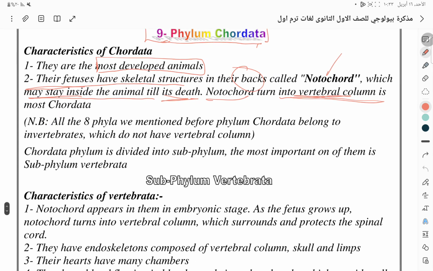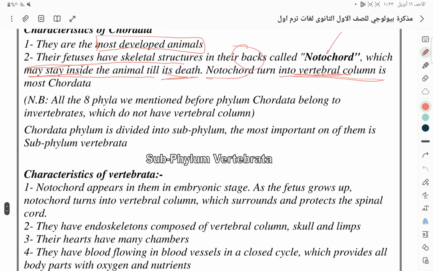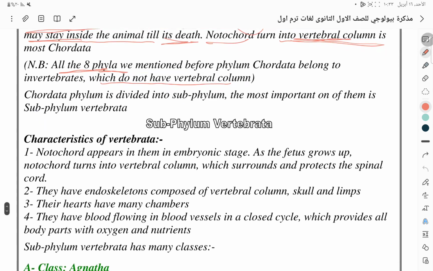So there is a skeletal structure, and this skeleton is called the notochord and turns into the vertebral column. All the previous phyla, which were cancelled, don't have a vertebral column. Now, this phylum Chordata consists of many subphyla.